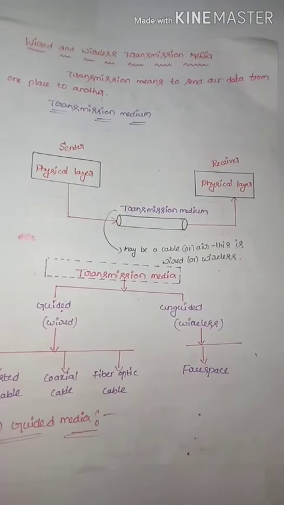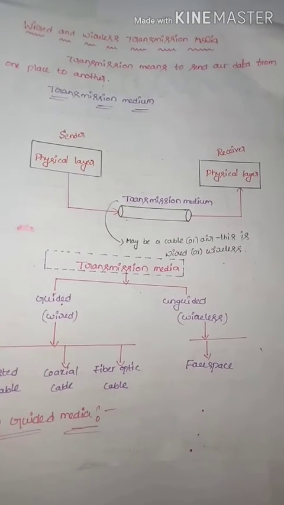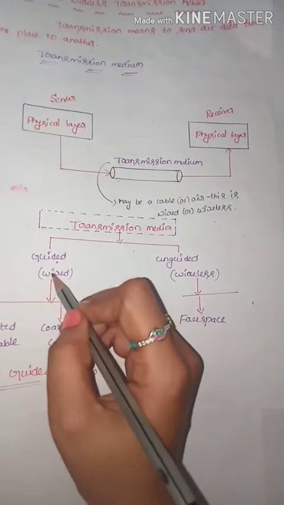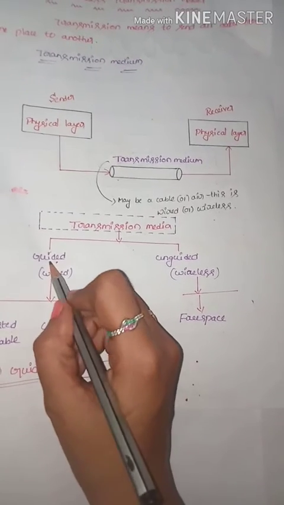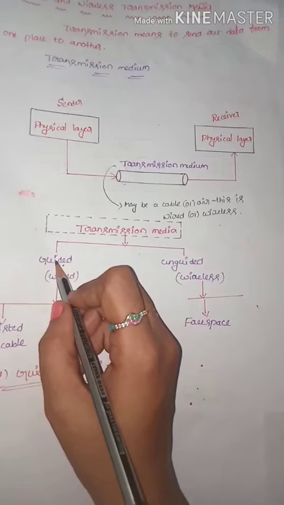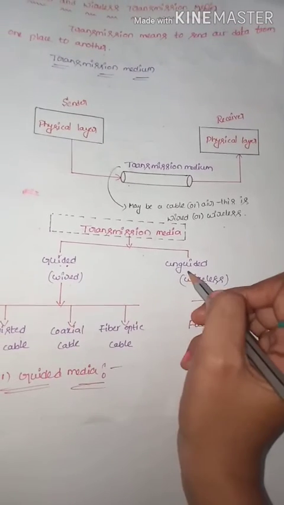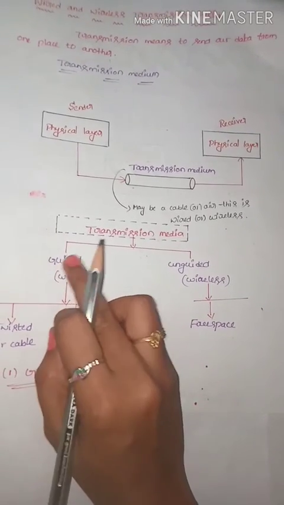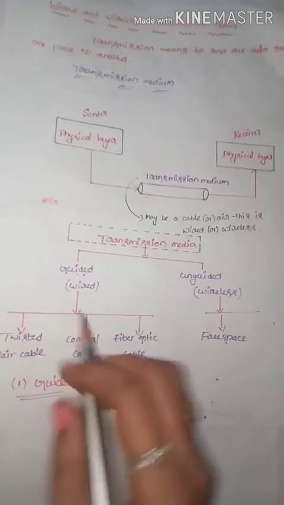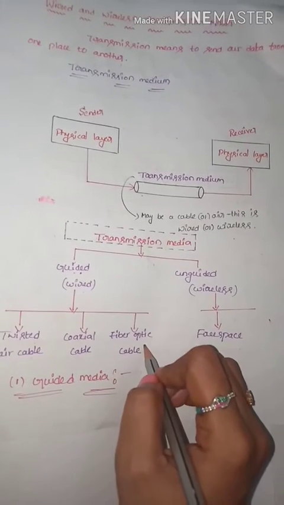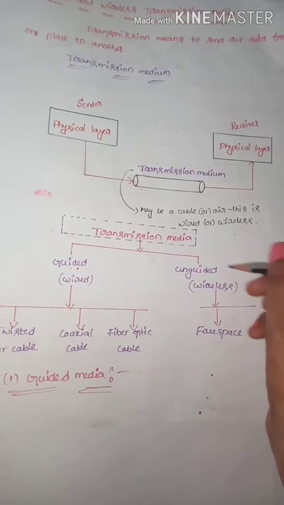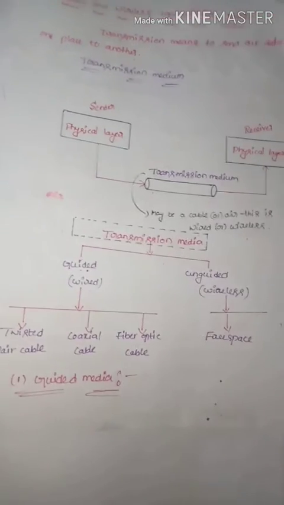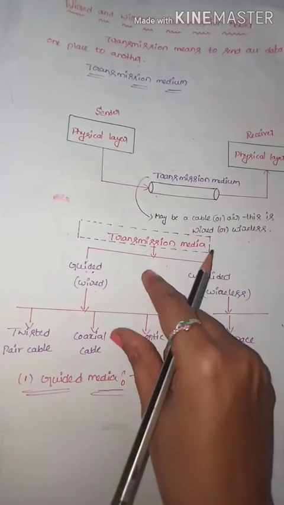In communication, the transmission media can be broadly classified into two categories, namely guided media and unguided media. Guided media is wired media, and unguided media is wireless media. Guided media is again classified into three categories: twisted pair cables, coaxial cables, and fiber optic cables. Coming to the unguided media, it is classified into one type, namely free space. Each media is now explained briefly.